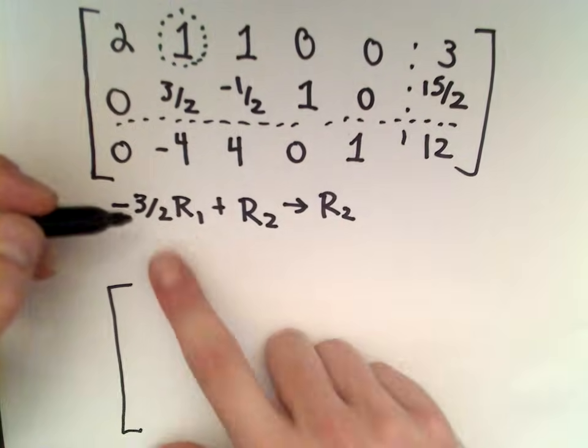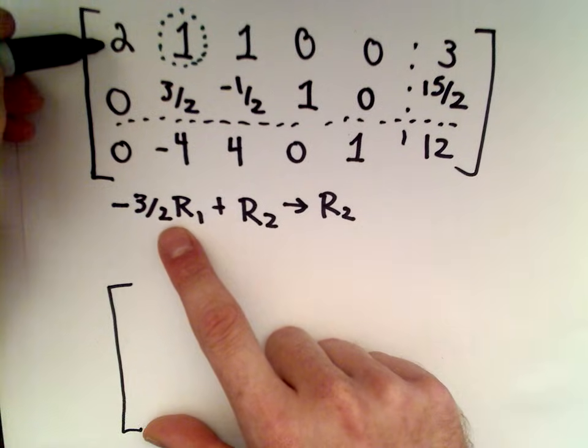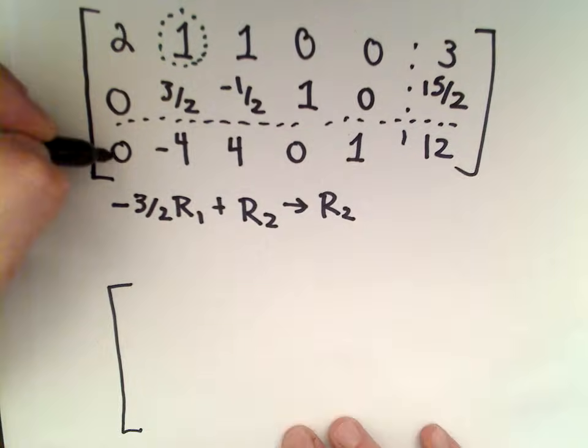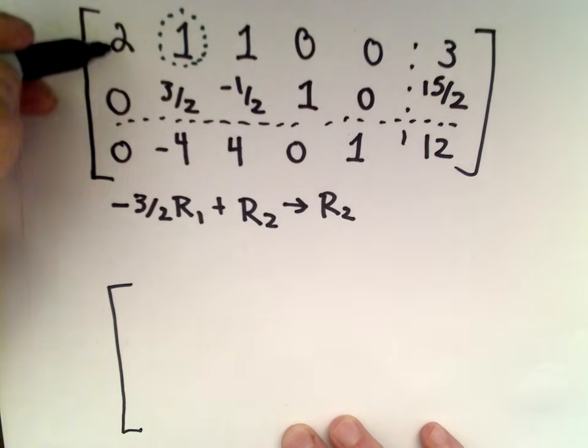So, okay, so negative 3 halves times 2, that's going to give us negative 3, plus 0, that's going to leave me with, where did I go here?